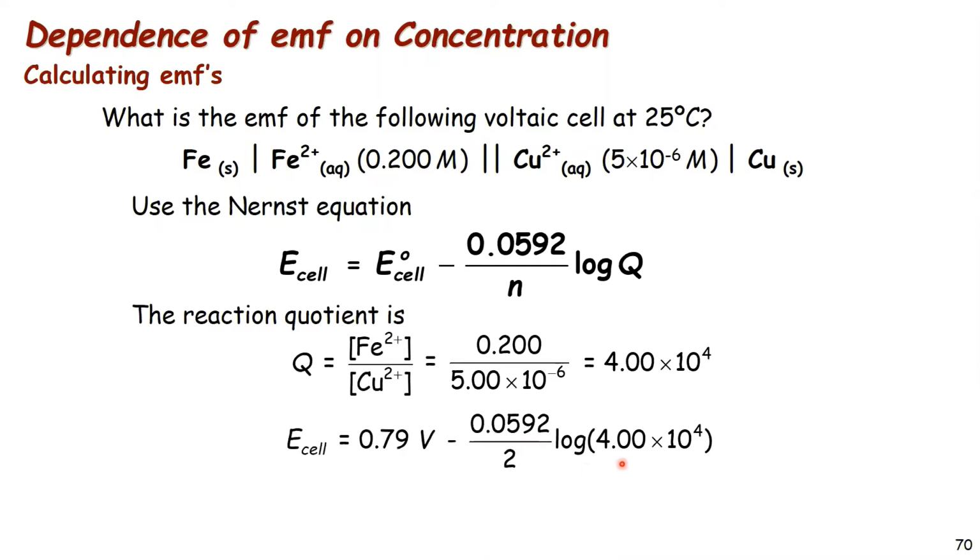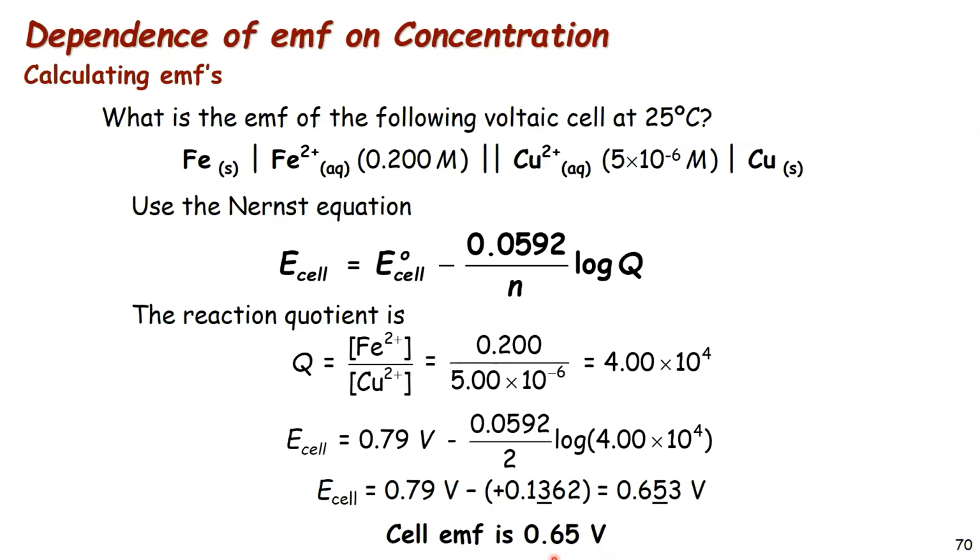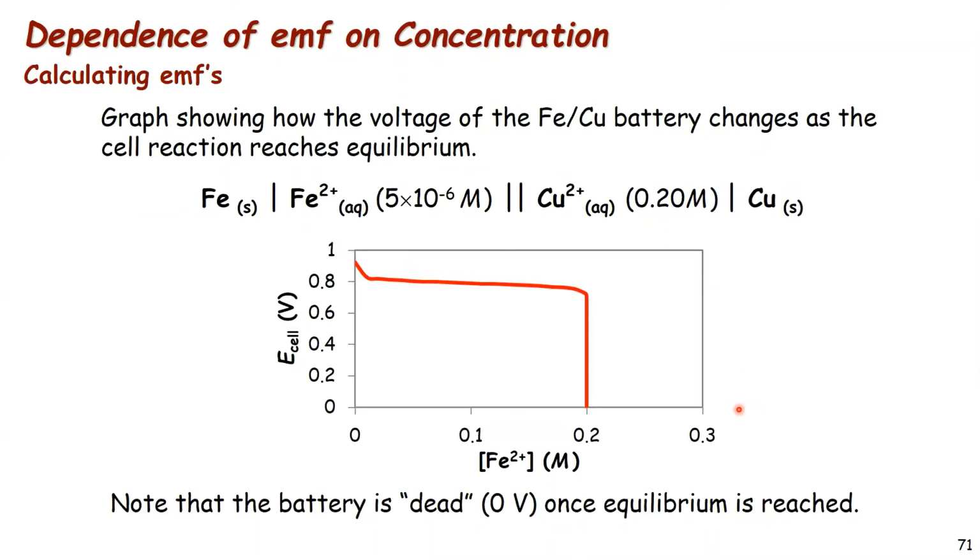Plugging that into the Nernst equation, okay, this then comes out to positive 0.1362, and that now gives us a cell EMF of 0.65 volts. So it went from 0.9 down to about 0.65 when there's almost no copper left. I could graphically show you, it looks like this. So here's our brand new battery.